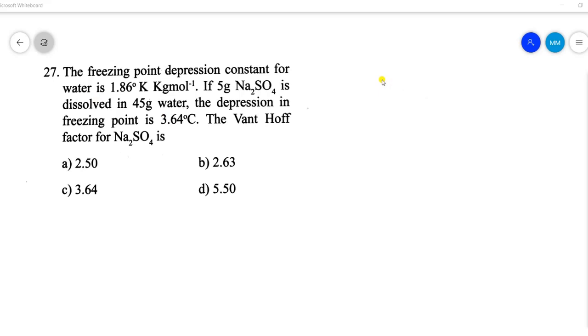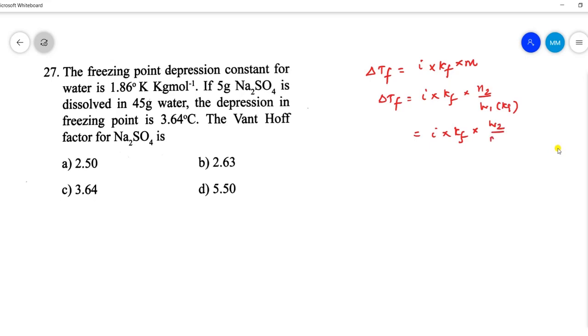The Van't Hoff factor and colligative properties are related as this: delta Tf is equal to i into Kf into m. This equation can be expanded as delta Tf is equal to i into Kf into number of moles of solute divided by the weight of the solvent in kg. So this is equal to i into Kf into W2 by M2 into W1 in kg. Delta Tf is 3.64, and Kf is equal to 1.86.